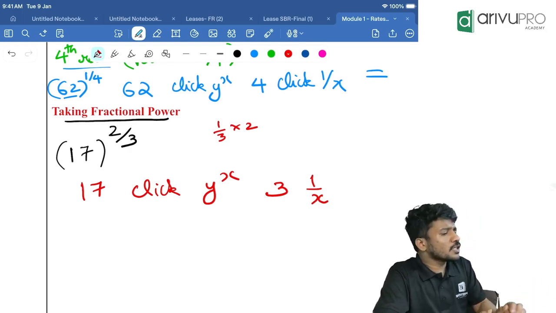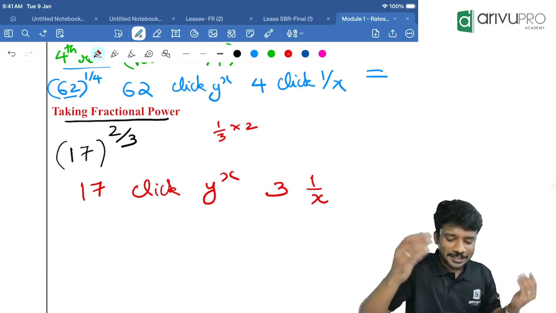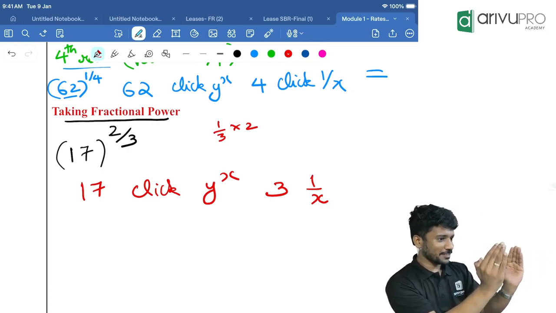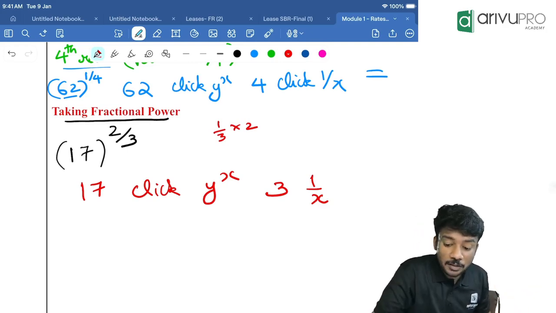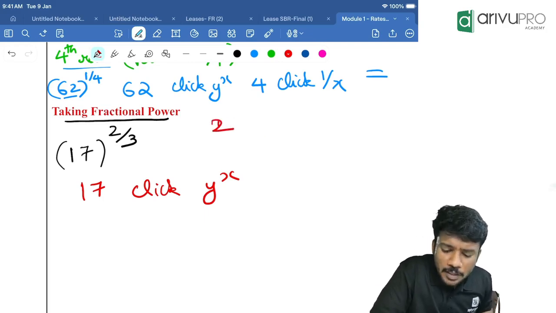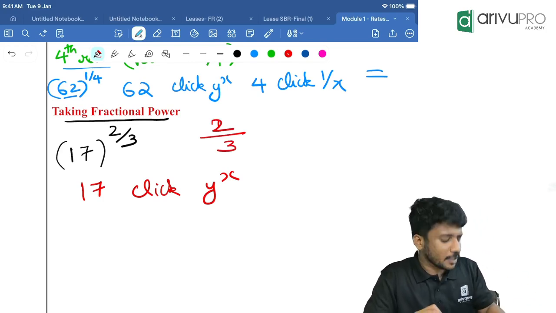Do you know the reason why you are getting a wrong answer once you click multiply? Because whatever value we already have in our calculator gets converted. So whenever the power is fractional, we will not go with this 3 raised to 1 by x method. We will find the value of 2 by 3 using the normal method, 2 divided by 3. Take your calculator and go about it.